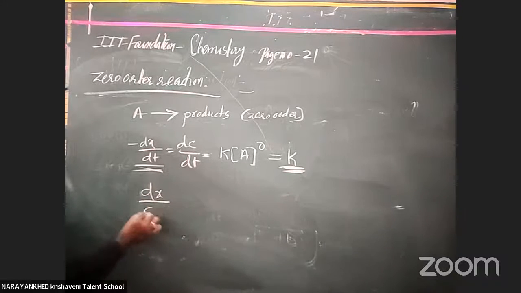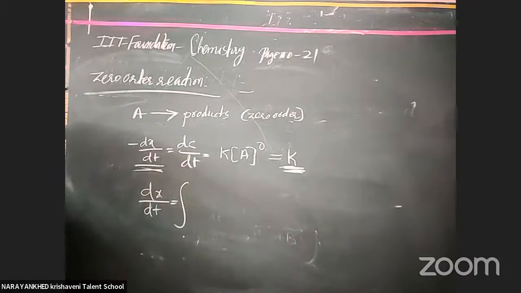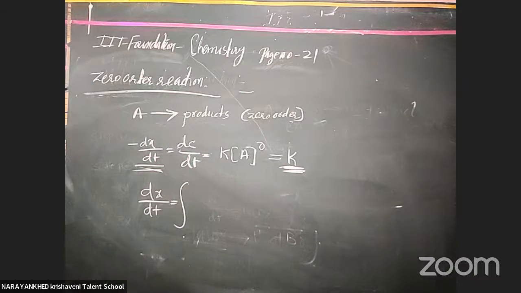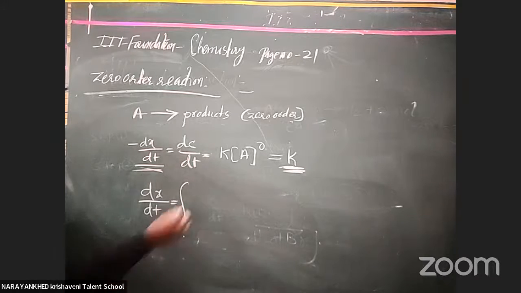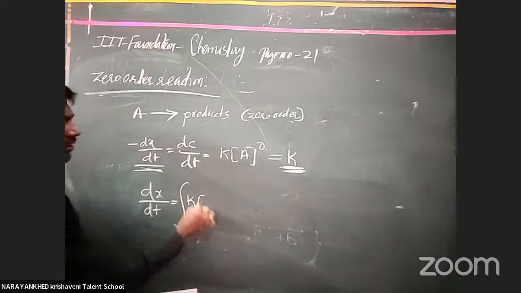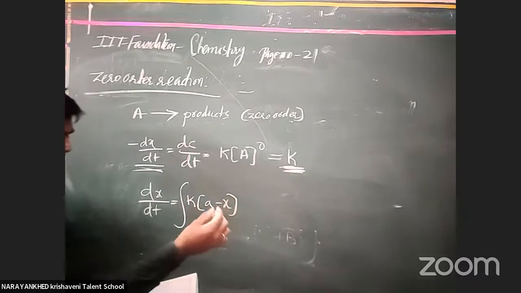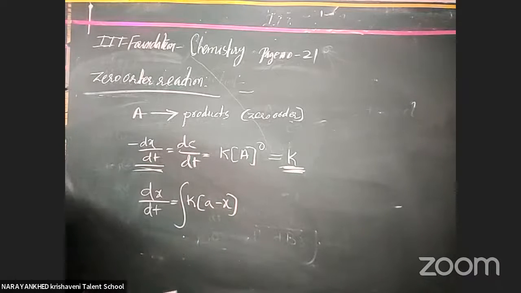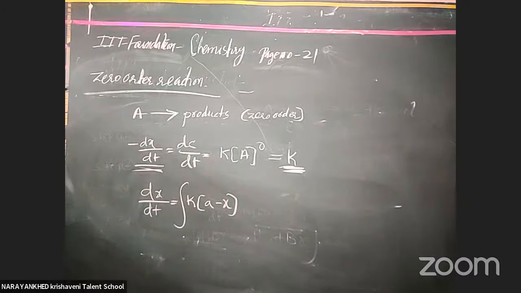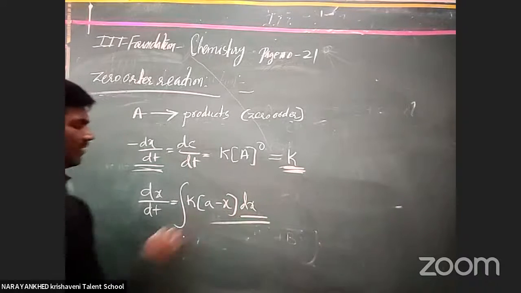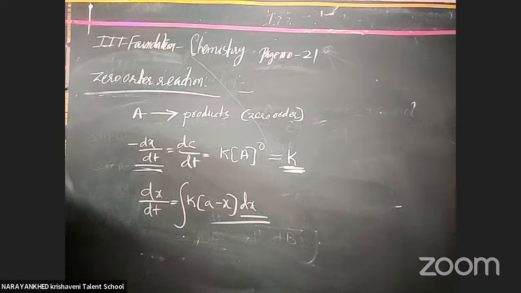We take dx by dt and integrate it. You don't know about integration, I thought. It is one of the mathematical components. When we integrate between a and x, we have to write it as a minus x. Got it? When we take it into dx, this gives us the rate of reaction of the zeroth order. Don't forget about this.